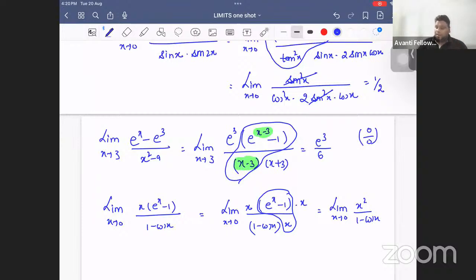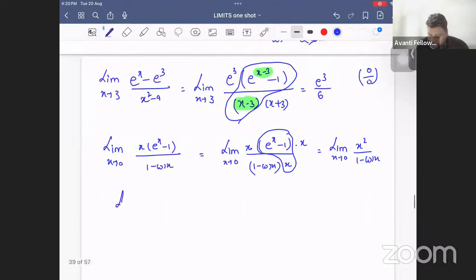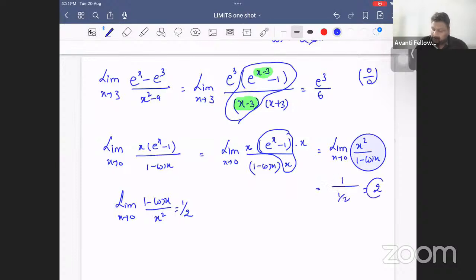Now if you remember, I have taught you that limit x approaches 0, 1 minus cos x upon x square is going to be 1 by 2. So this value is going to be what? 1 upon 1 by 2, that will be 2. Am I clear? Is it fine?